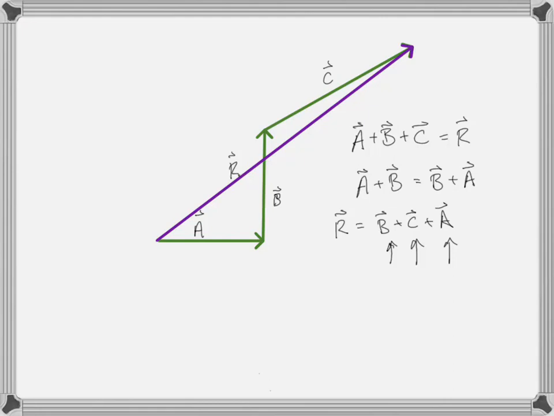Vector addition is commutative. That is important because sometimes you're asked for a sum A plus B plus C, but it's much easier for some reason to write them in a different order. As long as they're head to tail, it doesn't matter which order you put them in, the sum is still going to be the same.